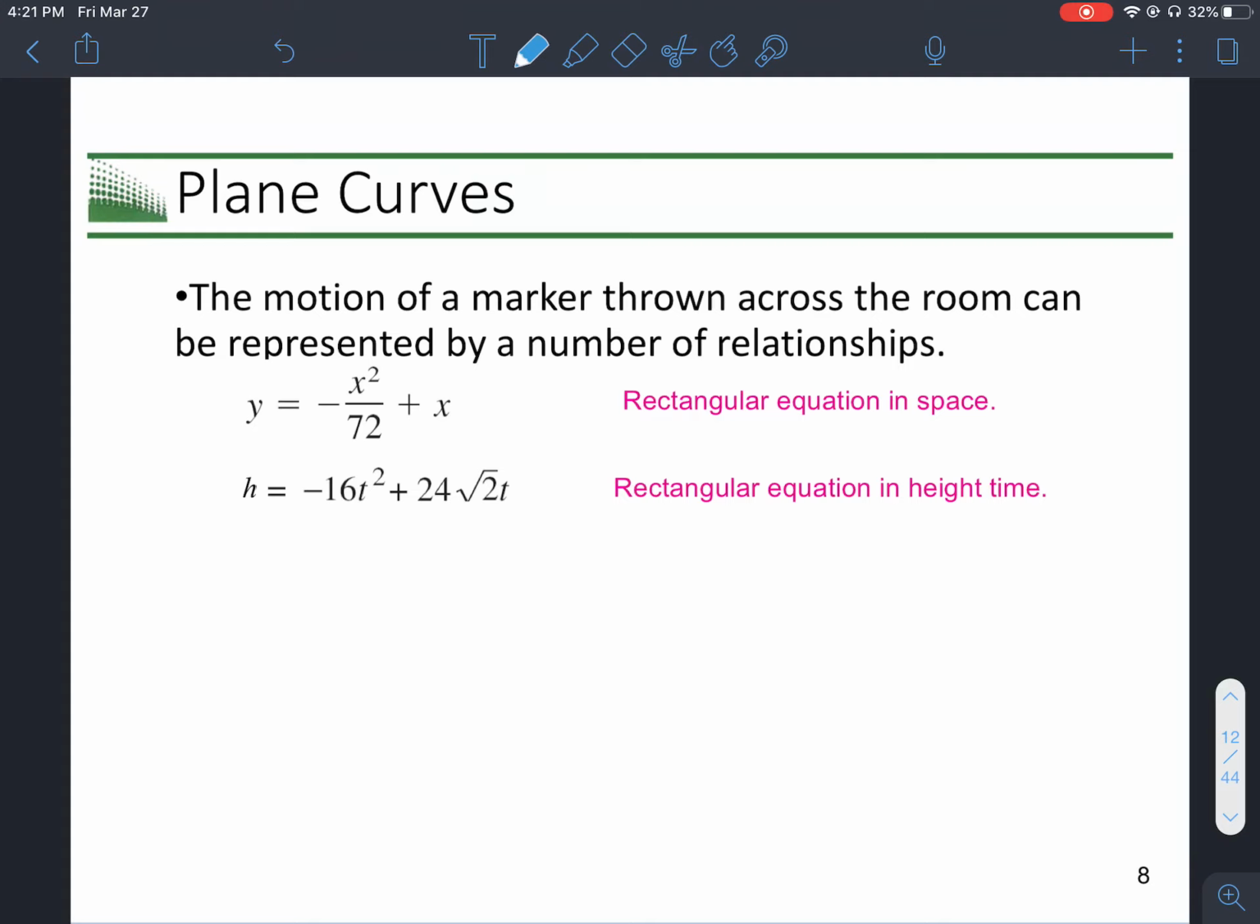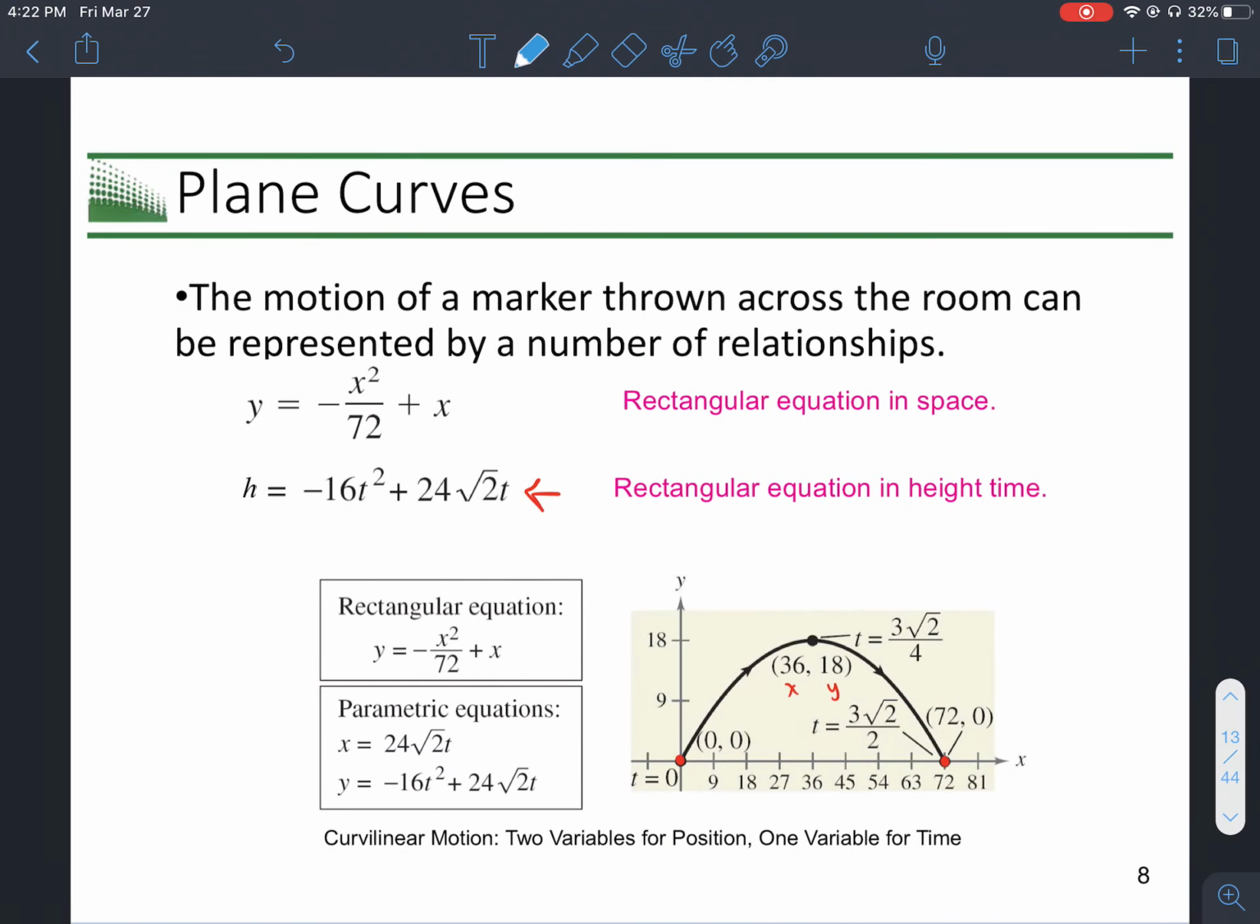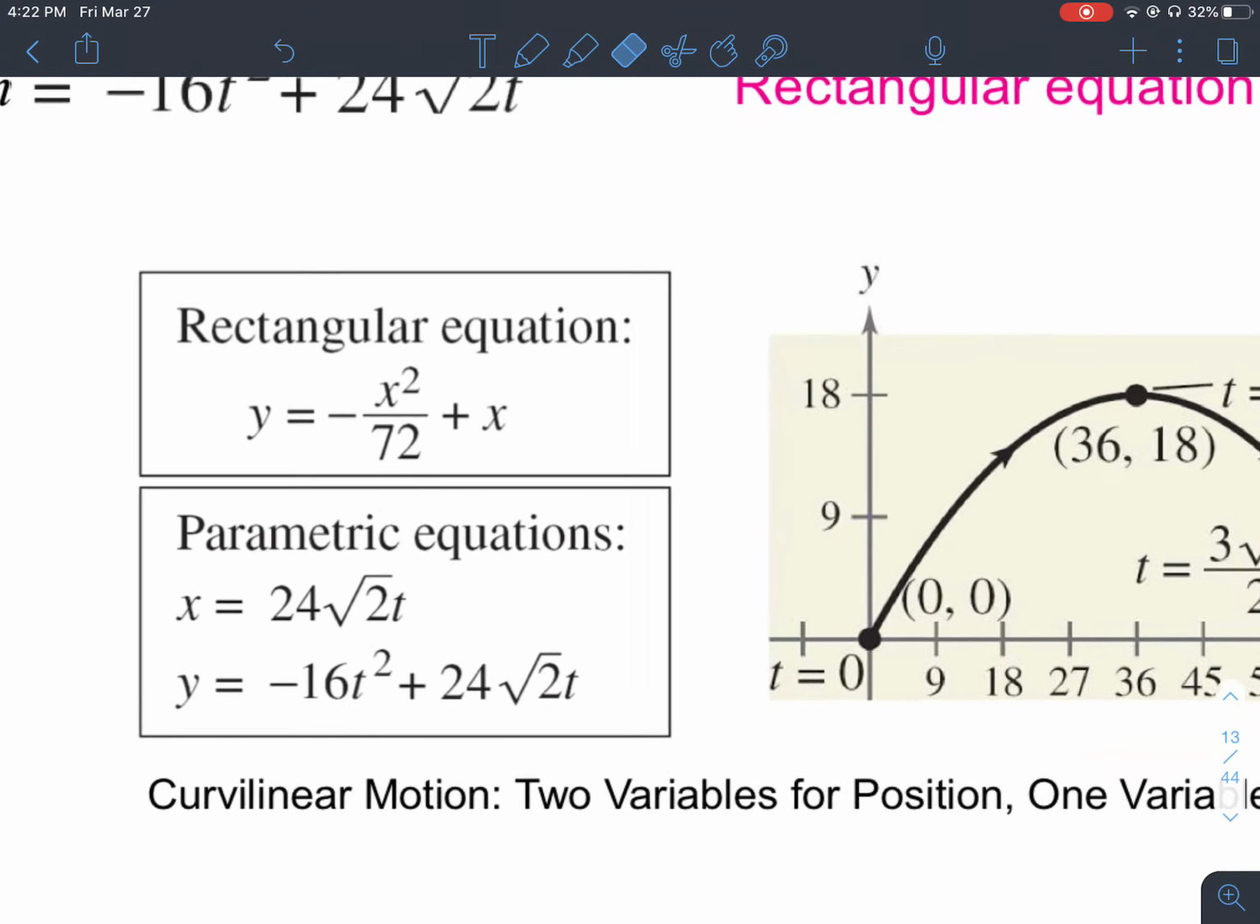So what a plane curve can do and what parametric equations can do is they can combine both of these by introducing a parameter t. t typically stands for time, it doesn't always have to, it depends on the situation. We have a parameter t, it could be theta, it could be whatever we want it to be. But we can introduce this parameter t and create what are called parametric equations, which connect our x and our y values together.